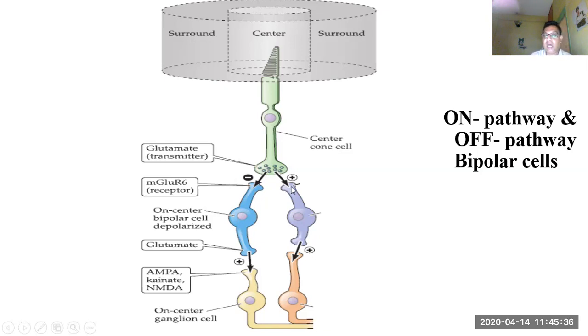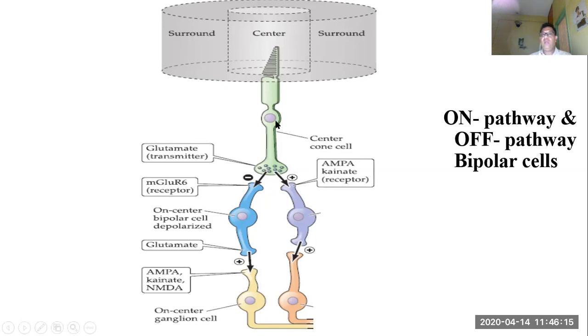Now see the other pathway. This photoreceptor is giving signal to both on and off pathway. This is an on bipolar cell. This is the off bipolar cell. Now what happens in the off bipolar cell? In the off bipolar cell, the receptor is different. You see, this is a metabotropic receptor. This is an ionic receptor.